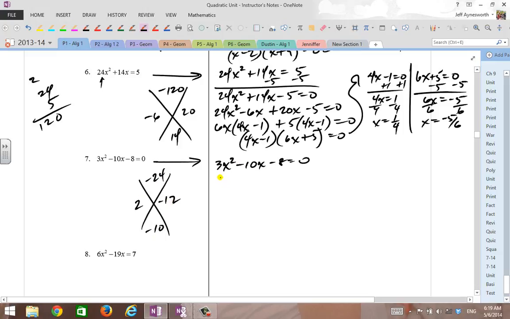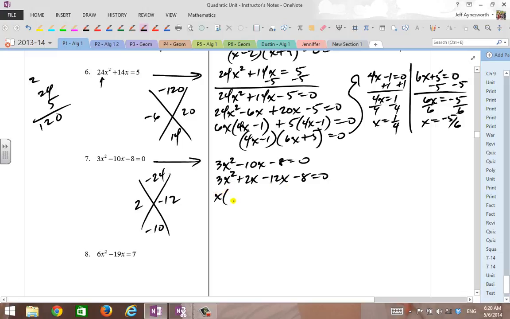All right, so let's split the middle term. So 3x squared plus 2x minus 12x, just looking at these factors right here, minus 8 equals 0. It doesn't matter the order here. You could have written it as 3x squared minus 12x, okay? In fact, it probably would have been better that way.